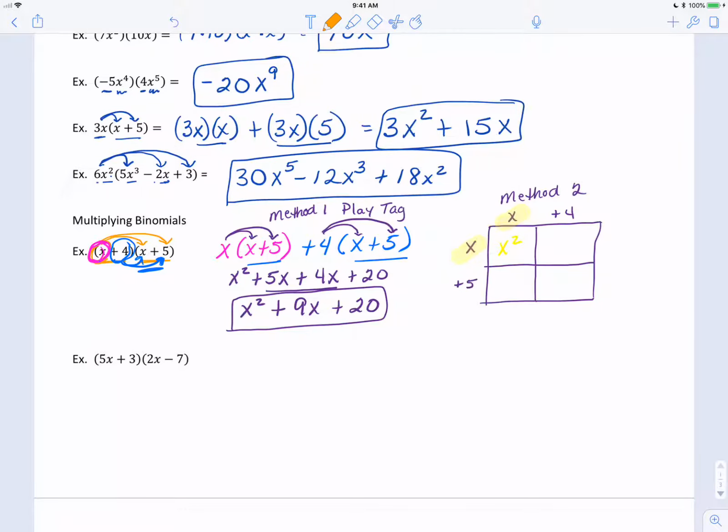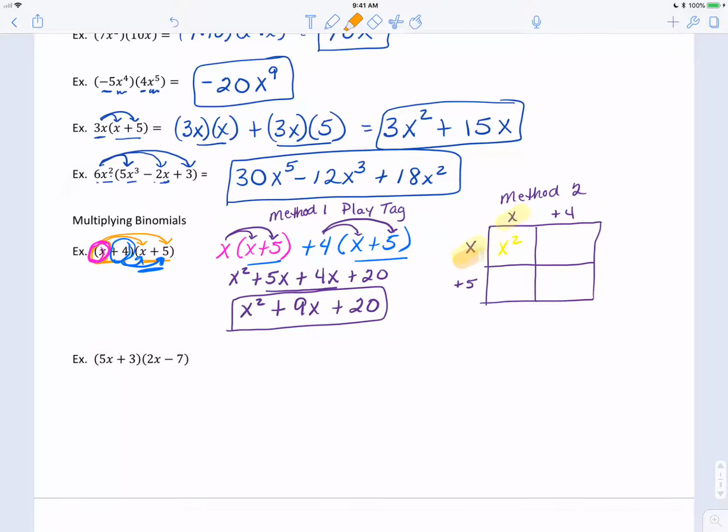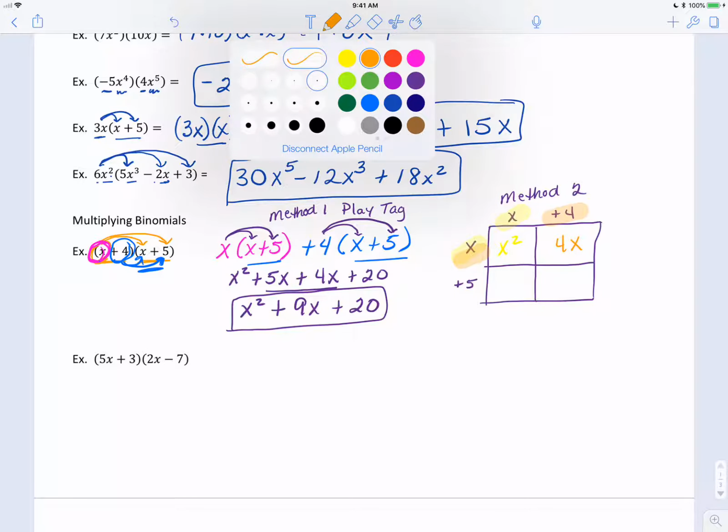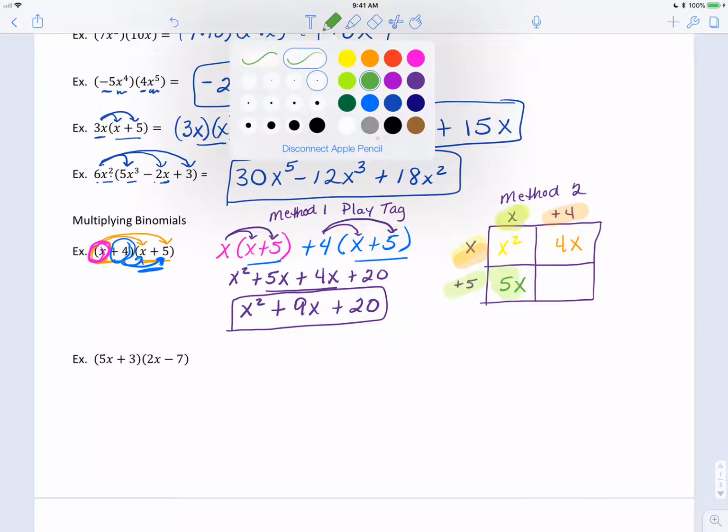So now this x being multiplied by the 4 meeting in this box, that gives us a 4x. Now the 2 that meet in this box will be the x and the 5. So x times 5 is 5x.